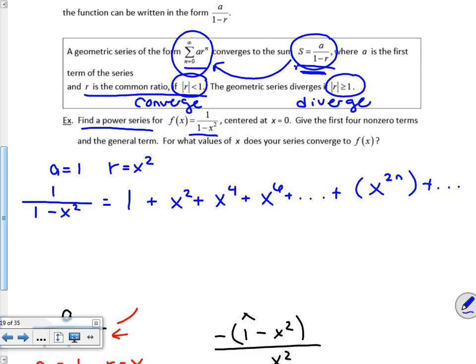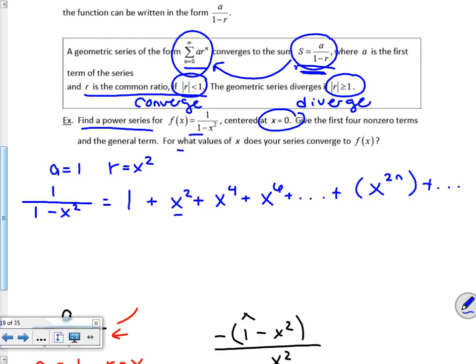And let's check, is it centered at 0? Yes. Remember, when a power series is centered at something other than 0, we would have seen an x minus, let's say, 2, instead of just the way it is right now, where we don't see any additional constants in there. Okay. We gave the first 4 non-zero terms and the general term.